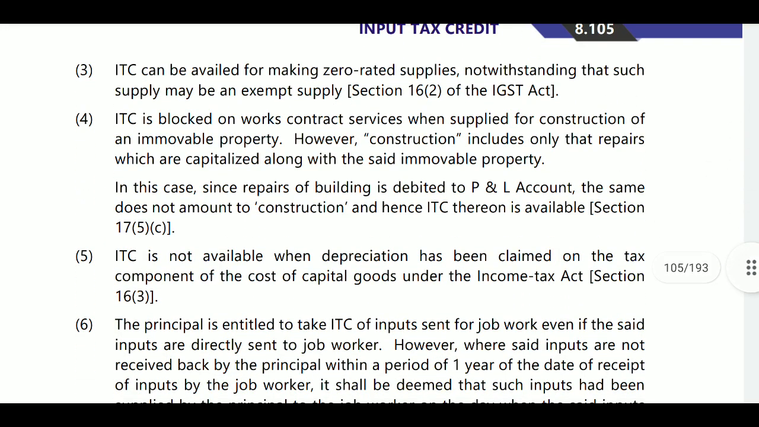Next, ITC can be availed for making zero rated supplies, notwithstanding that the supply may be exempted. Even though the supply is exempted, if you use the inputs and have paid tax on inputs, you may claim; there is no restriction. Next, ITC on works contract is a blocked credit, except when supplied for construction of immovable property. However, construction includes only those repairs which are capitalized along with the said property. In this case, since repairs of the building are debited to the profit and loss account, the same does not amount to construction and hence ITC thereon is available.